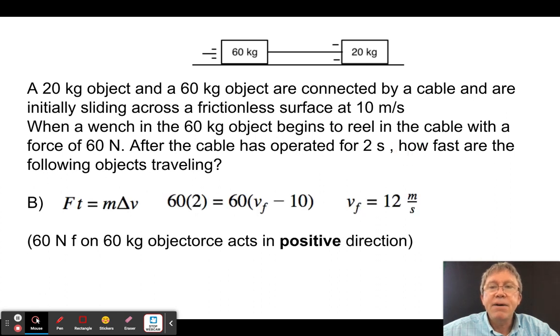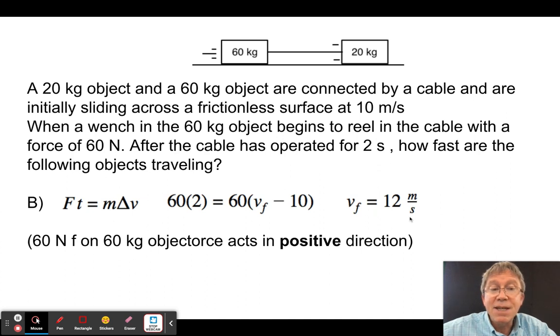Well, how about the 60-kilogram object? Here's its mass. I'm just going to use this equation here. There was a force acting over time, so there's a change in its momentum, so there's a change in its velocity. So I'm going to substitute. The force was 60 newtons. The time was 2 seconds, so I'm going to put 2 here. The mass of the object was 60 kilograms. The final velocity is what I'm trying to find, minus the initial velocity. It was moving in the positive direction at 10. So I simply solve for the unknown. I get 12 meters per second.